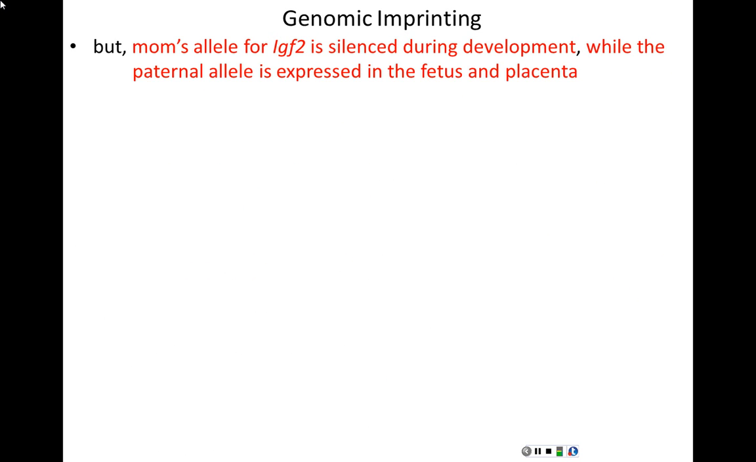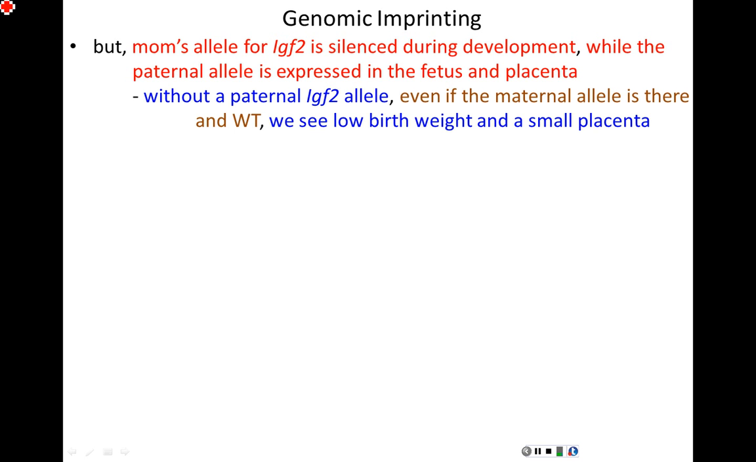Mom's allele for IGF-2 is always silenced during development, regardless of whether it's the dominant allele or recessive. If it's maternal, it's silenced. While the paternal allele that came from dad, regardless if it's mutated or healthy, dominant or recessive, is the one that's expressed in the fetus and placenta. Without a paternal allele, even if the maternal allele is there and wild type and healthy, without a functioning paternal IGF-2 allele, we see the effects of no IGF-2, low birth weight, small placenta, because the father's allele is the only allele that can be expressed during development.